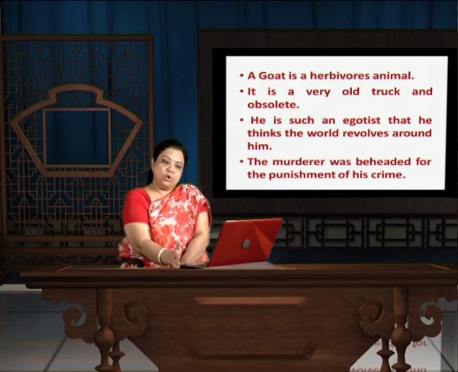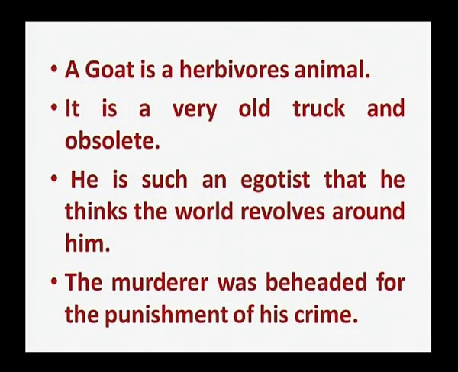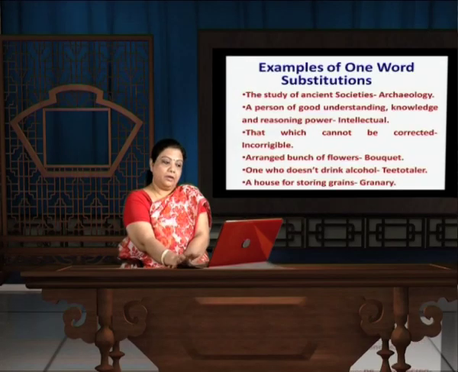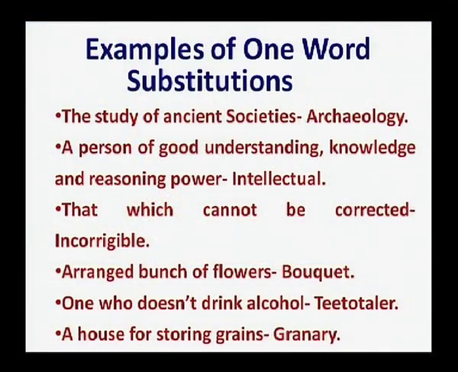He's such an egotist that he thinks the world revolves around him. Or, the murderer was beheaded as punishment for his crime. You have a few more examples here. When we say the study of ancient societies, we can just use one word and say archaeology. A person of good understanding who has a lot of knowledge and reasoning power, we can simply say he is an intellectual person.